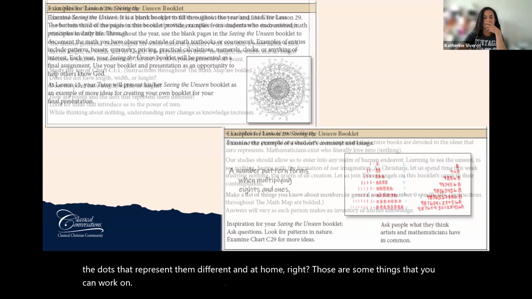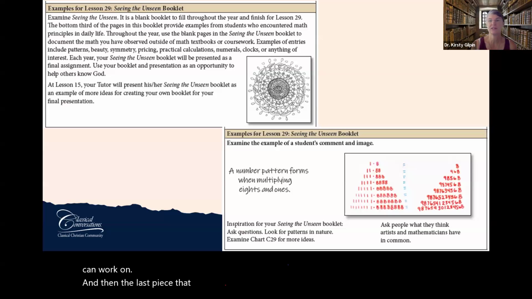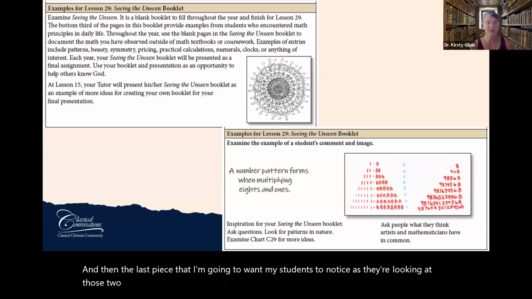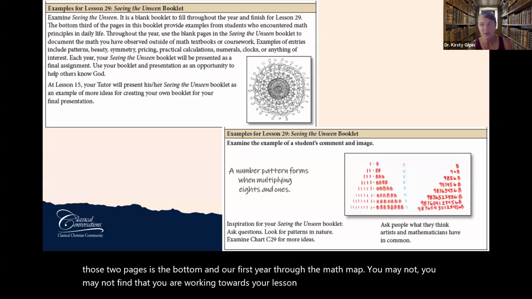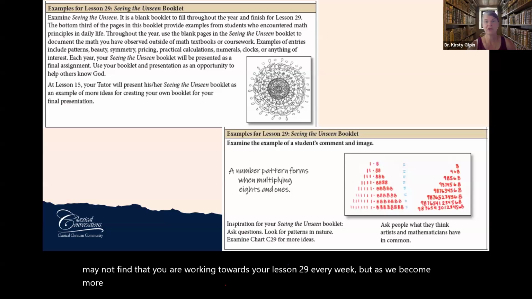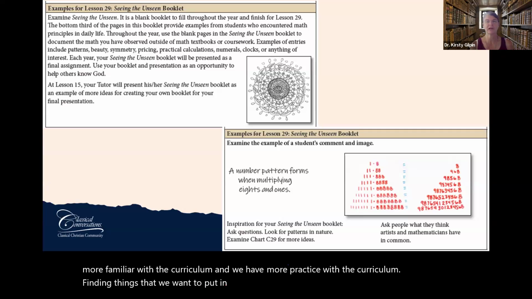And then the last piece that I'm going to want my students to notice as they're looking at those 2 pages is the bottom. In our first year through the math map, you may not find that you are working towards your lesson 29 every week. But as we become more familiar with the curriculum and have more practice with it, finding things that we want to put in our lesson 29 booklet is just going to become a part of every day.